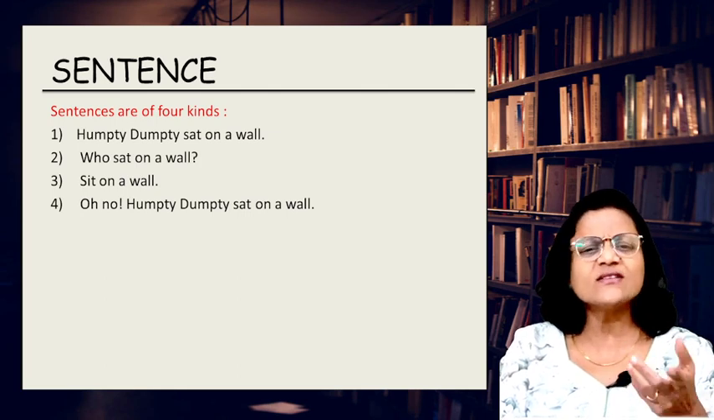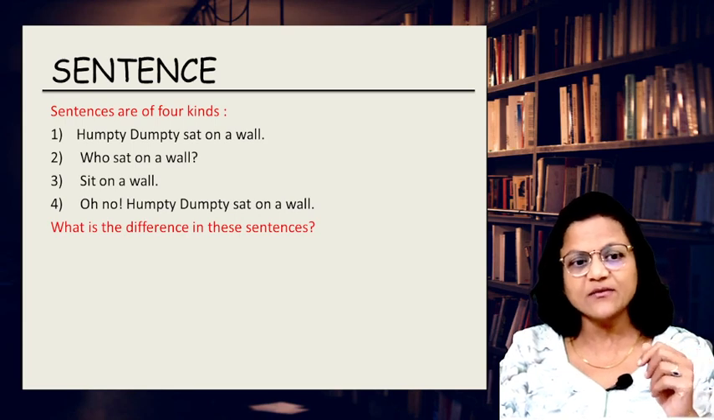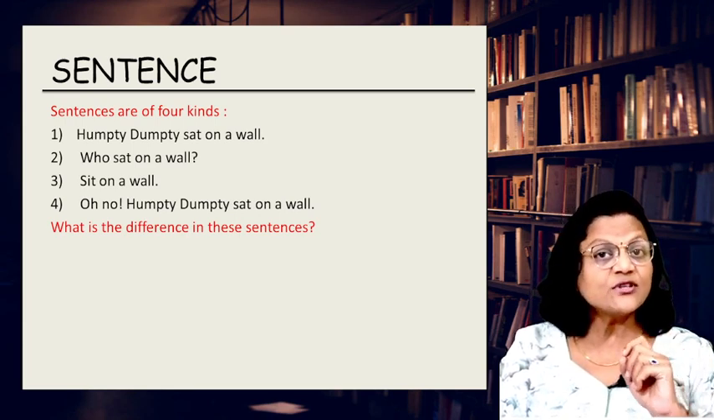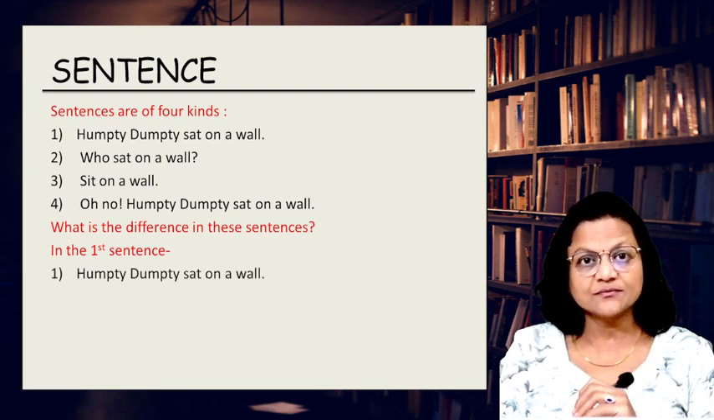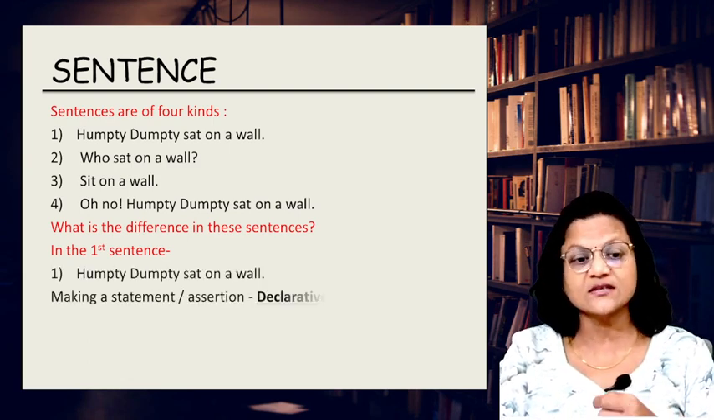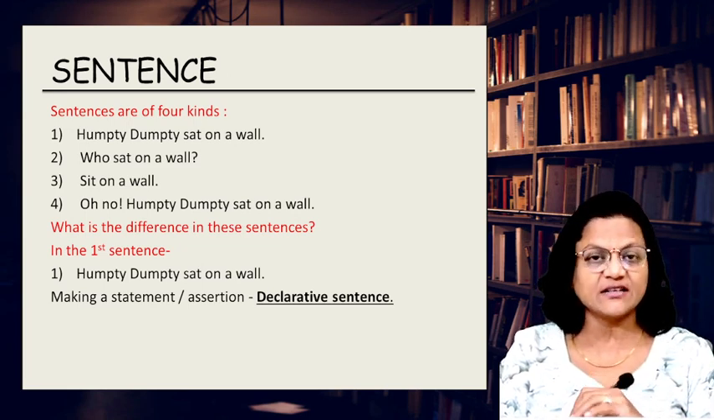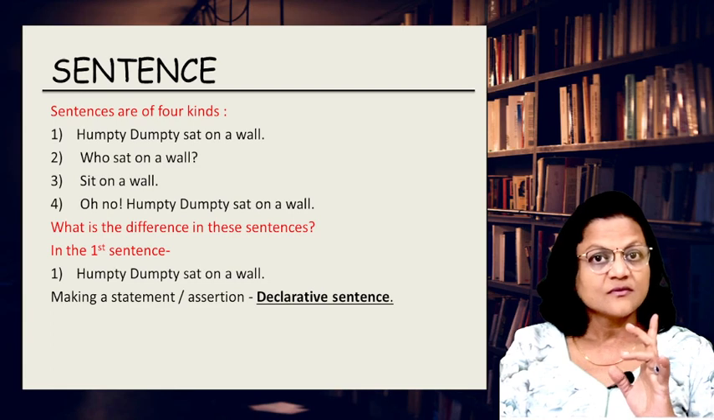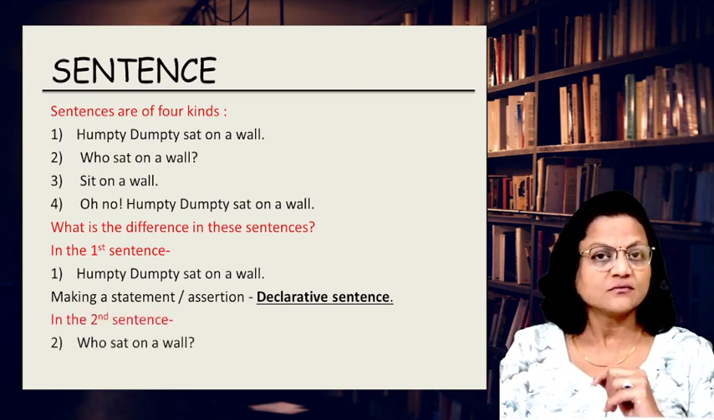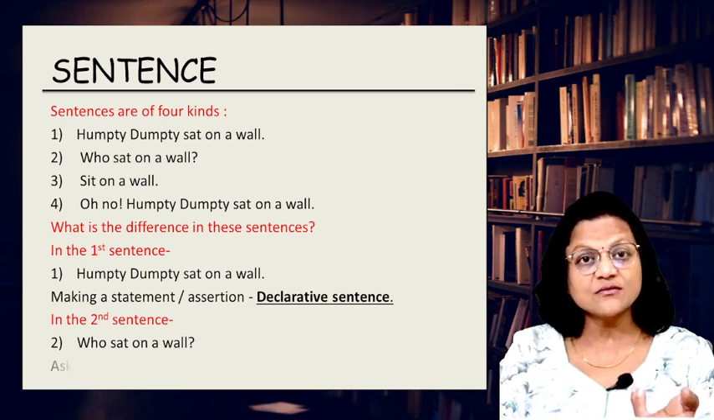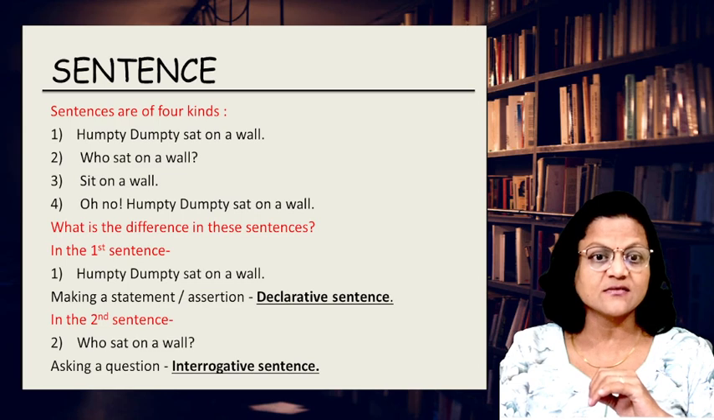Okay, what is the difference in these sentences? Each one is saying nearly the same thing. In the first sentence, Humpty Dumpty sat on a wall, I'm making a statement or assertion. Such type of sentences are known as declarative sentences. Let's do the second sentence. Who sat on a wall? I'm asking a question. This type of sentence is known as interrogative sentence.